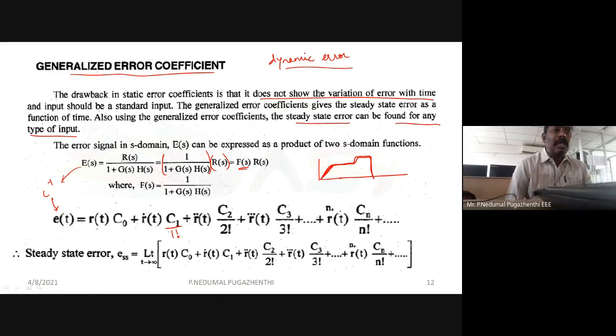Where C0, C1, C2, C3, etc. up to Cn are called the generalized error coefficients, and R of t is your input. The relationship between C0 and the other data which are available with us, we will see in the next.